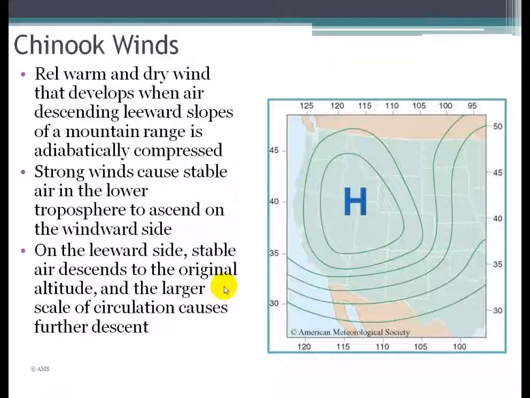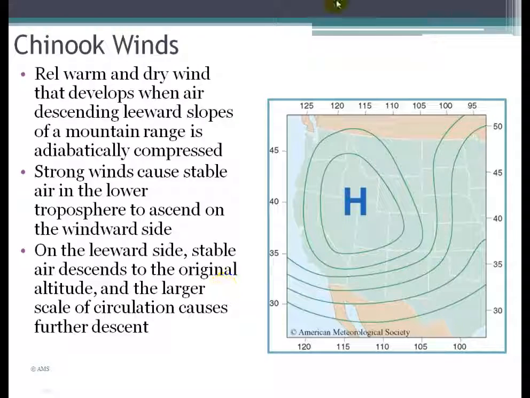Chinook winds are snow eaters. This is called a snow eater wind, and these are relatively warm and dry winds that develop when air is descending down the leeward slope of a mountain range. The windward side of a mountain range is the side that's getting hit by the prevailing winds. The leeward side is the other side. So in this case, we have relatively warm air that is descending on the leeward slope, and it warms through the process of adiabatic compression, which we've talked about.